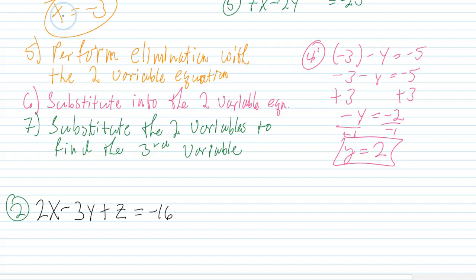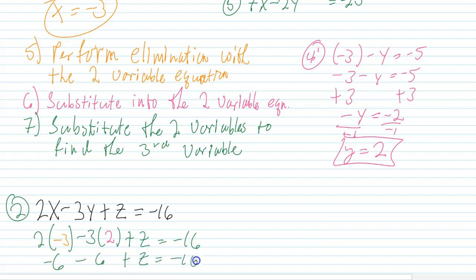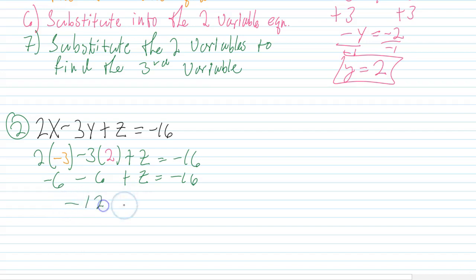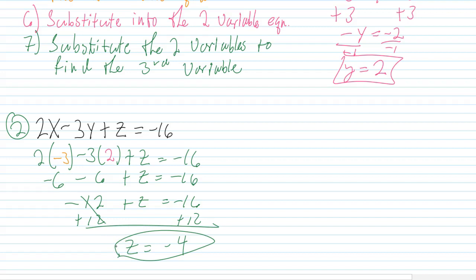Now I'm going to use the x value and the y value that I already solved for. So I have 2 parentheses. The x value was negative 3, minus 3 times the y value was 2, plus z is equal to negative 16. That gives us negative 6 minus 6 plus z is equal to negative 16. Negative 12 plus z is equal to negative 16. Add 12 to the other side, cancels. You get z is equal to negative 4. And we're done, almost. You're not finished.